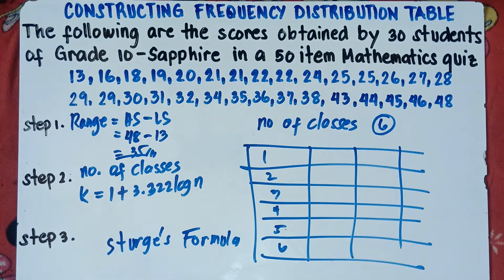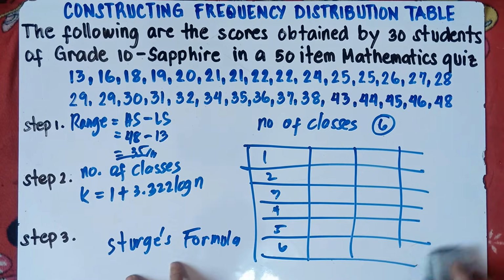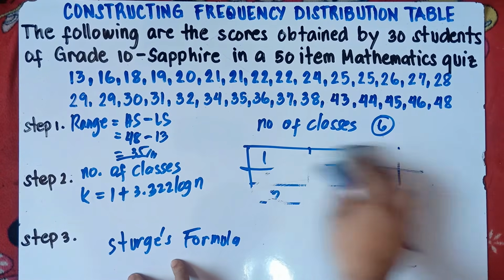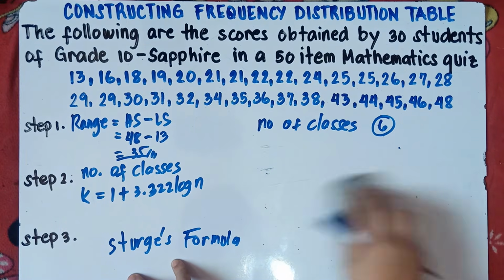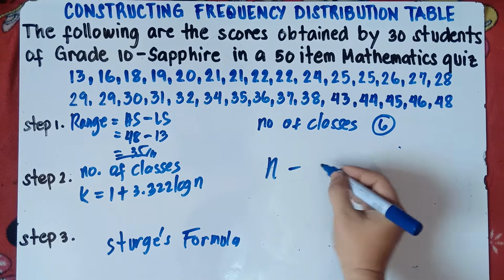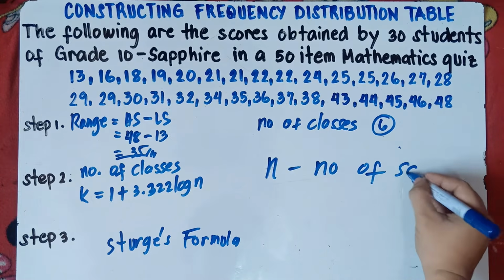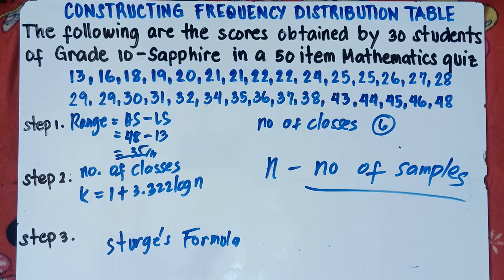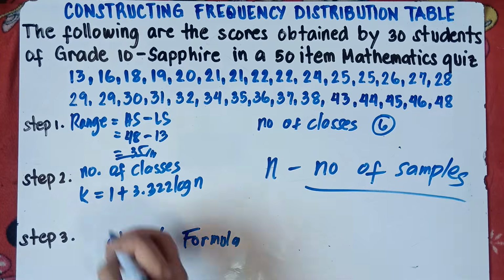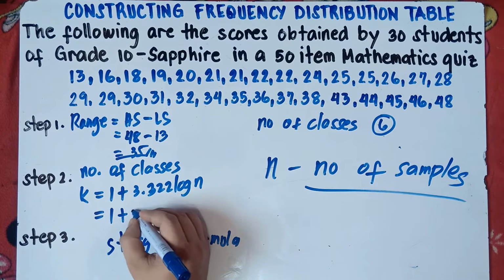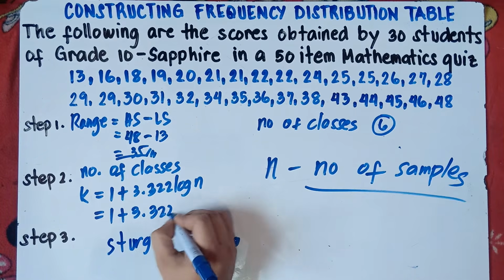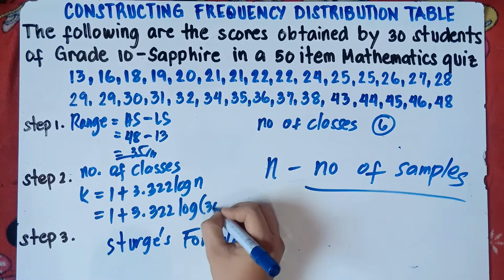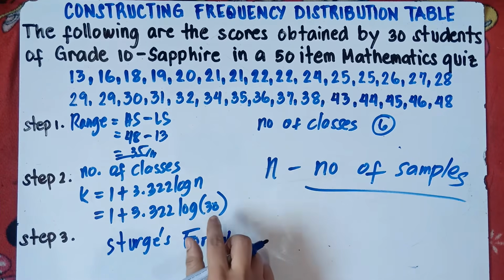Now, sir, what do you mean by N? N is the number of samples. Since we have 30 scores and 30 students, therefore our N is 30. So this will be 1 plus 3.322 times log 30.